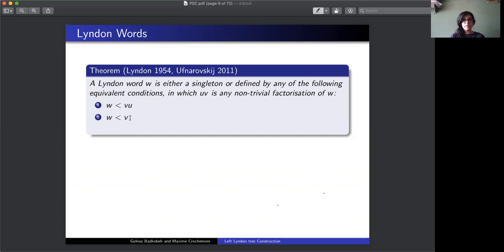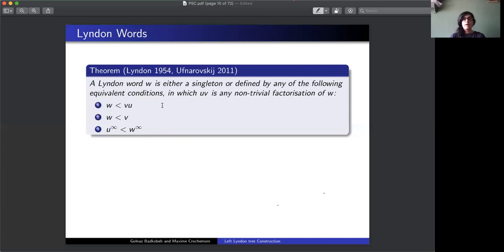And the last condition was added by Ufnarovsky in 2011, saying that infinitely many concatenation of U, which is any prefix of W, is smaller than infinitely many concatenation of W. So this last condition is not in the original definition of Lyndon words.